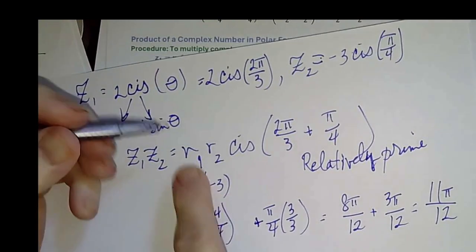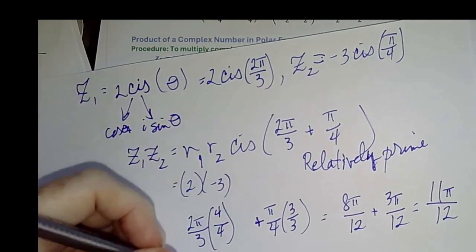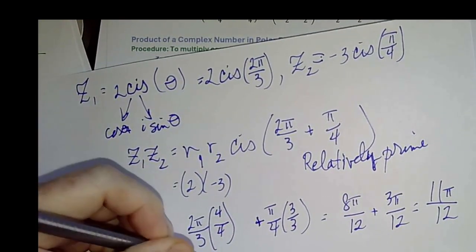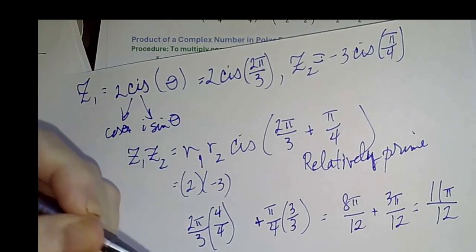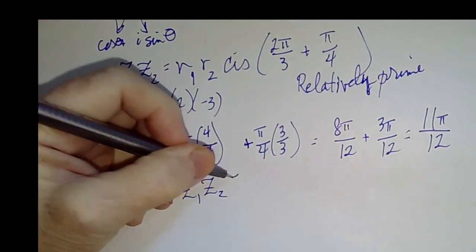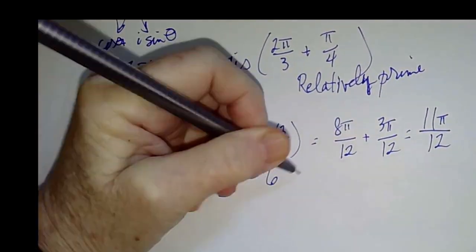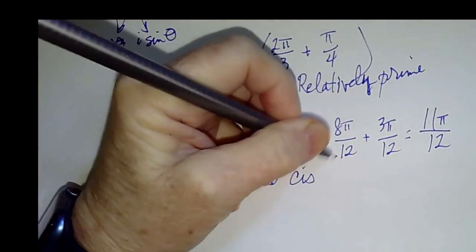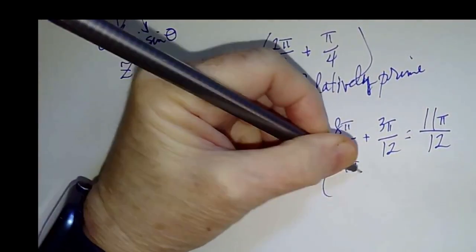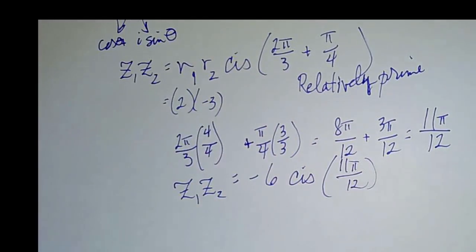The product of the r's is -6. So we would say that z1 z2 is -6 cis 11 pi over 12.